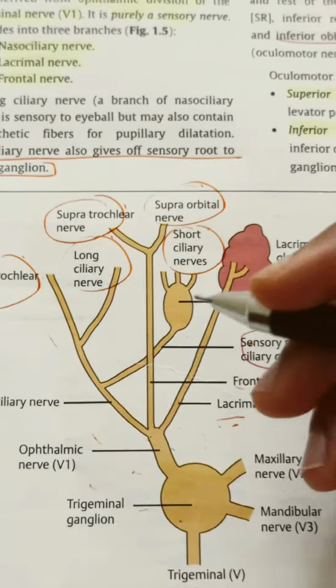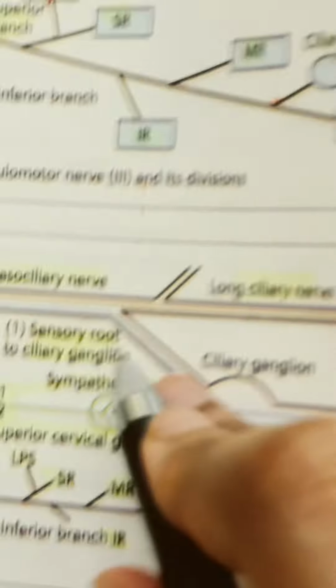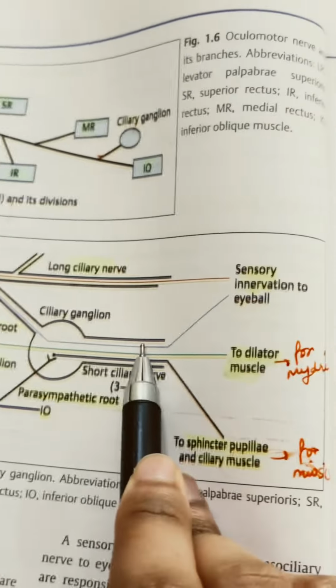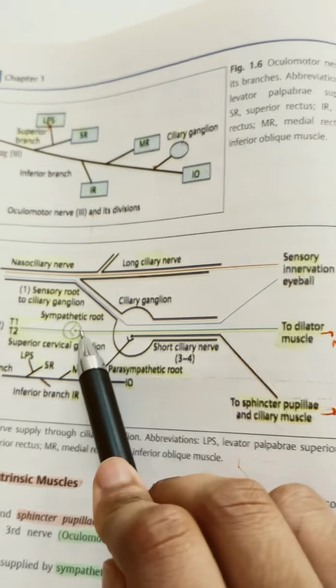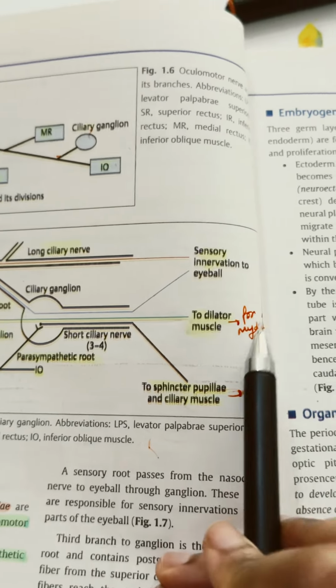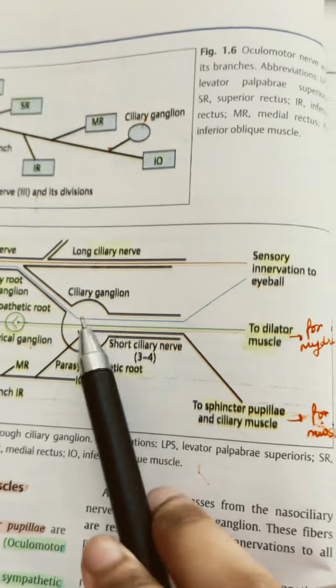Major sensory input from the tissue of the eye was going to the trigeminal ganglion, but the nasociliary also gives off a sensory root to the ciliary ganglion. So first input is sensory innervation for the eyeball. Second is from T1, T2, that is the superior cervical ganglion, which sends off a sympathetic root to the dilator muscle for mydriasis in cases of sympathetic stimulation. Goes via the short ciliary nerves after the ciliary ganglion.